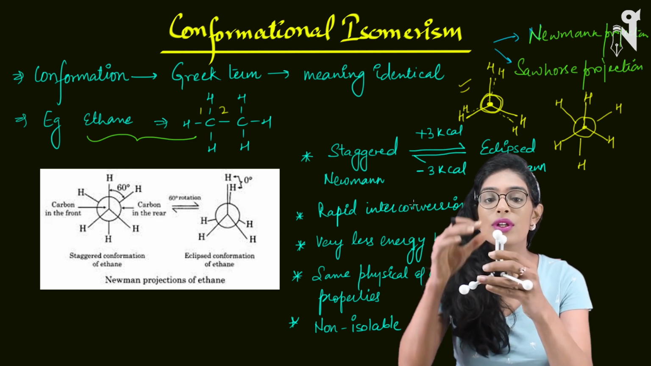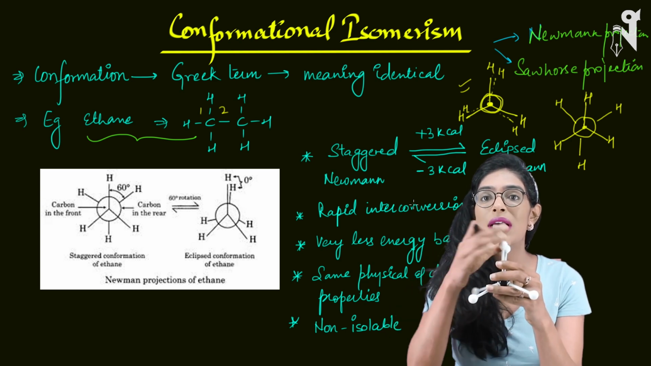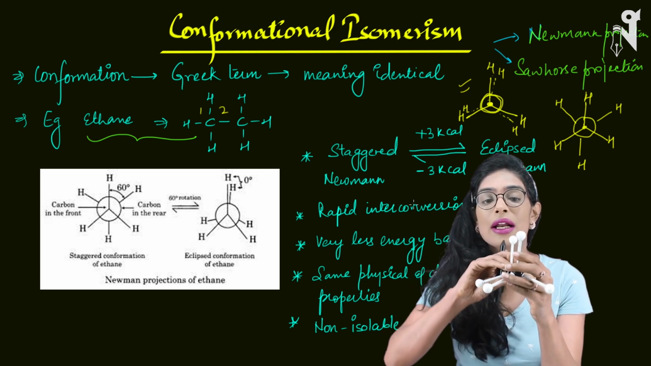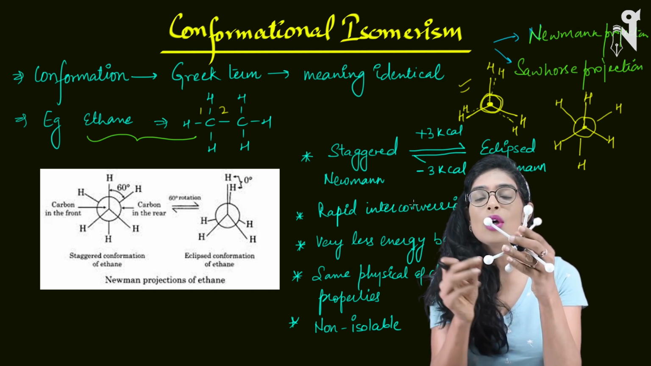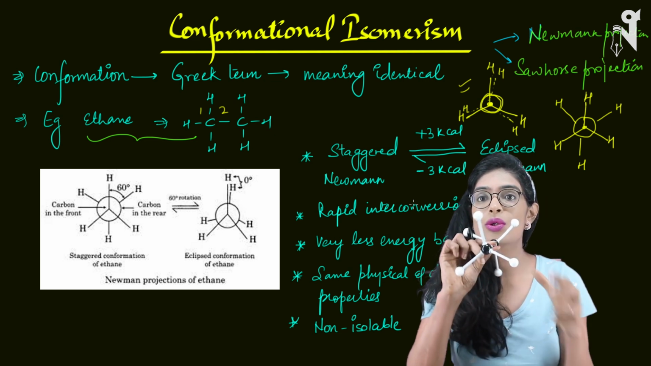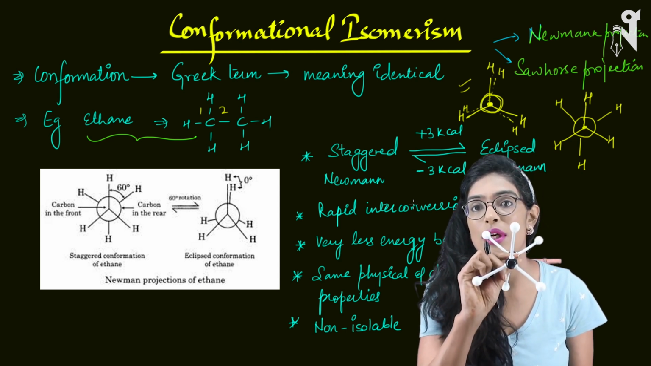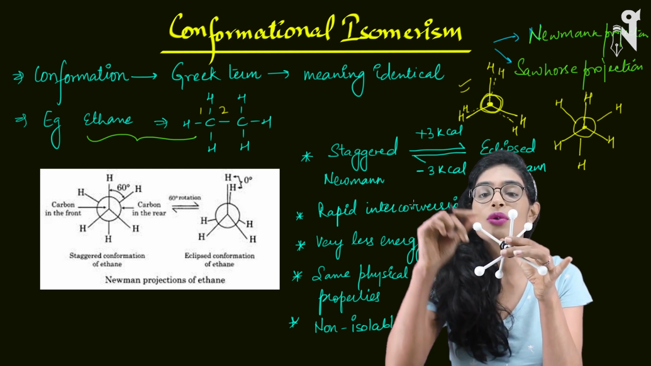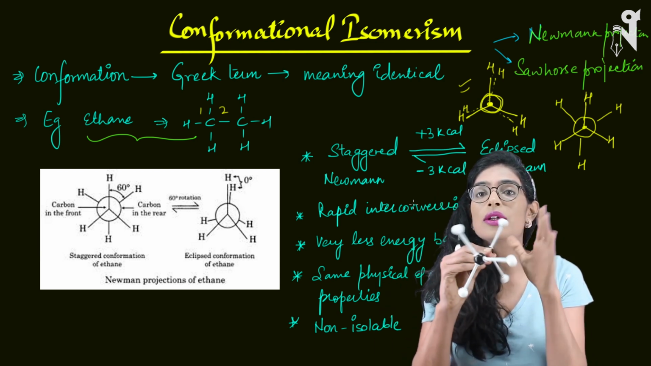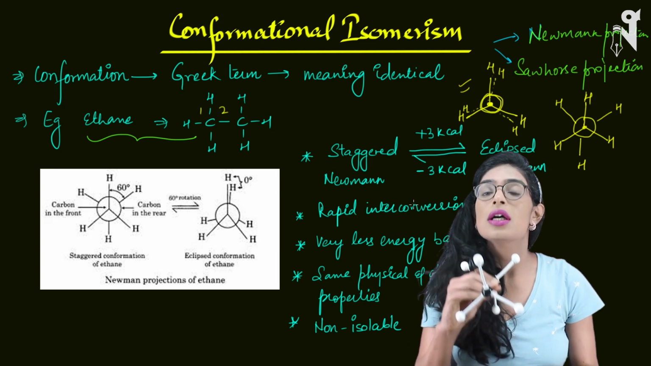One which I have shown, in which the front carbon's three bonds are hiding the back carbon's bonds, and the other is where all the bonds are visible and completely opposite to each other, like this. So these two structures are majorly what we talk about. We don't talk about the intermediate structures. We basically rotate it in such a way that after a 60-degree angle you will find all three attachments of the back carbon and all three attachments of the front carbon are quite visible.